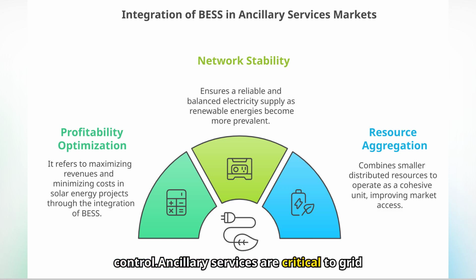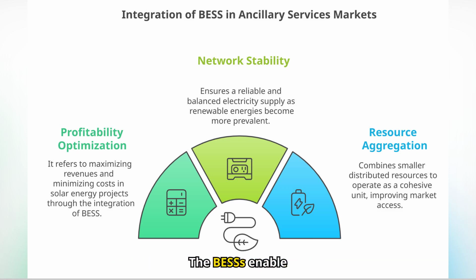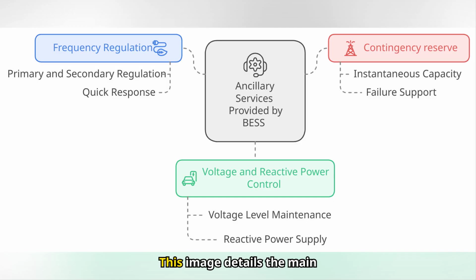Ancillary services are critical to grid stability in a context of high renewable penetration. The BESSes enable fast and efficient response, optimizing the profitability of projects. This image details the main services that BESS can offer: primary and secondary frequency regulation, contingency backup, and voltage control. These services not only ensure grid stability, but also provide additional revenue.